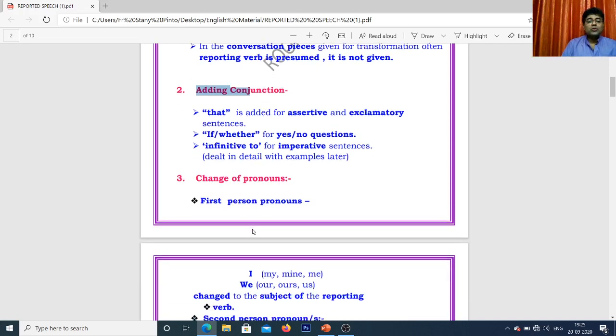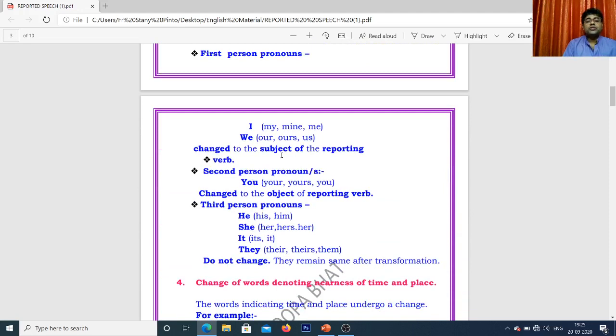The third thing I told you about is change of pronouns. I told you first person pronouns and second person pronouns are changed into third person pronouns. First person: I, my, mine, me. Plural: we, our, ours, us. Similarly, second person: you, which remains the same in plural also, your, yours. All are changed into third person singular. Please remember, first person and second person pronouns are changed into third person singular. You have to keep this in mind very much, otherwise the meaning becomes different.